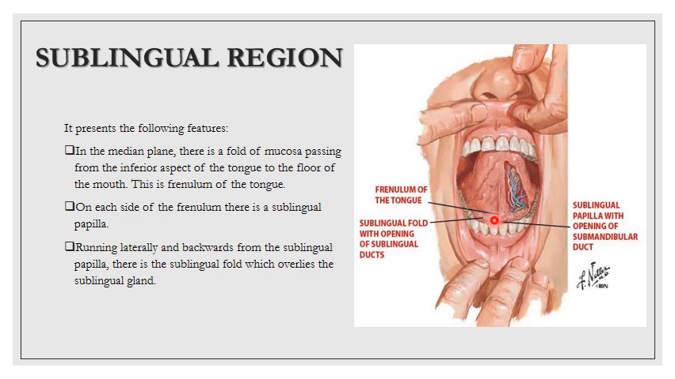On each side of the frenulum of the tongue, there is the sublingual papilla, which shows the opening of the submandibular duct. Running laterally and backwards from the sublingual papilla, there is the sublingual fold, which overlies the sublingual gland and shows the openings of the sublingual ducts.